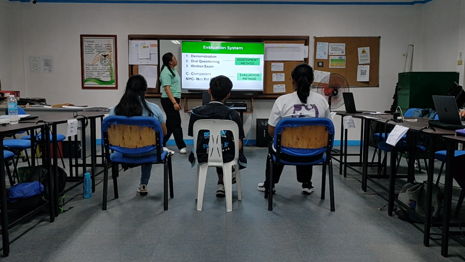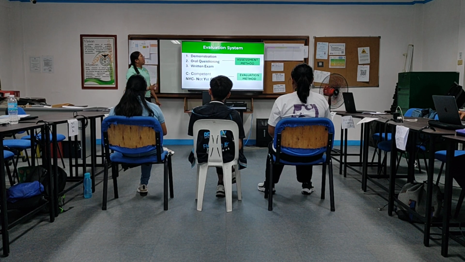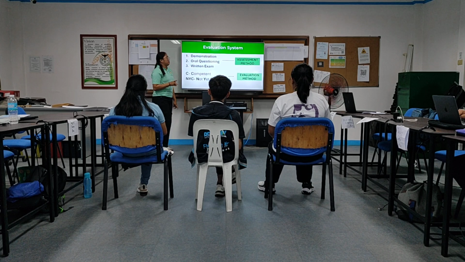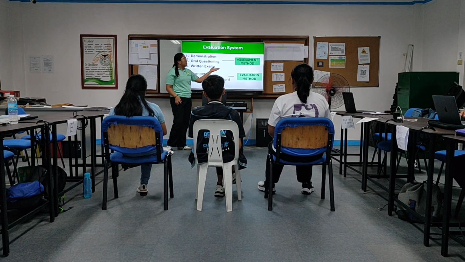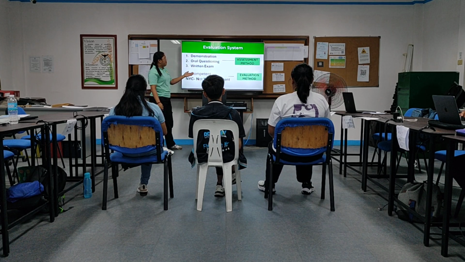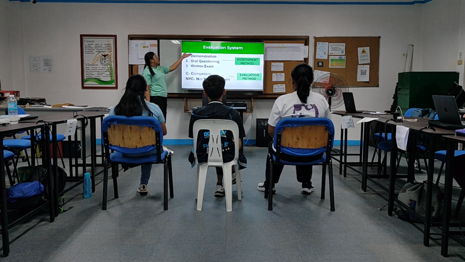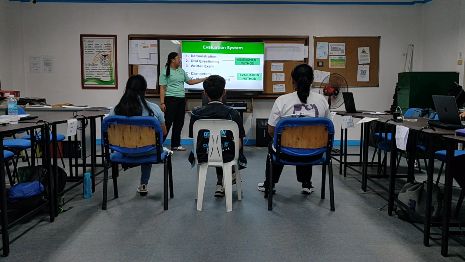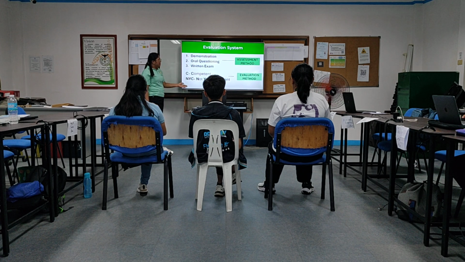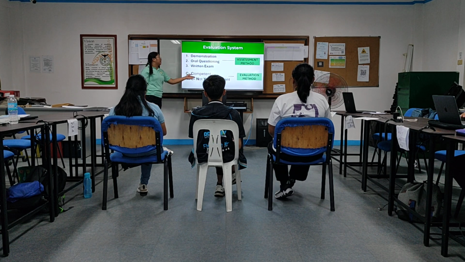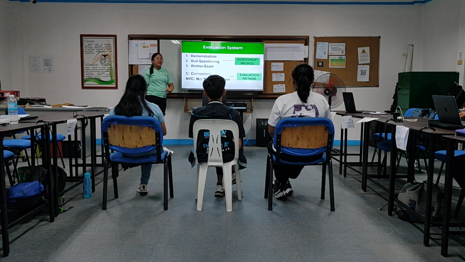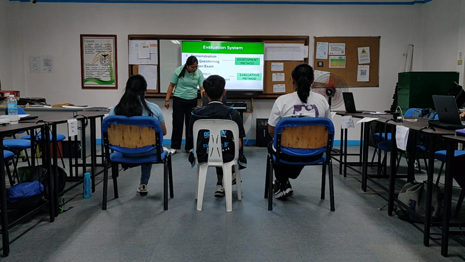Next is our evaluation system. So in our evaluation system, it is divided into two: assessment method and evaluation method. In our assessment method, we have these three: demonstration, oral questioning, and written exam. And when it comes to our evaluation method, we have these two: C for competent and NYC for not yet competent.